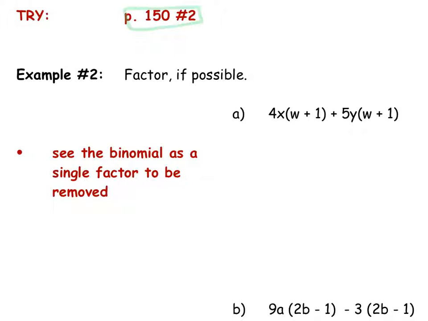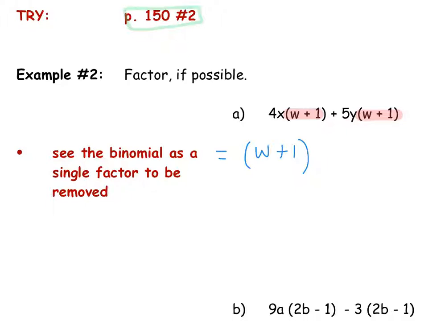So the way of going about solving this question is pretty much the same as that. We're going to do exactly that. So I'm going to think about this w plus 1 as being a single factor that needs to be removed. So since they both have that in common, I am going to pull it out as w plus 1, right?